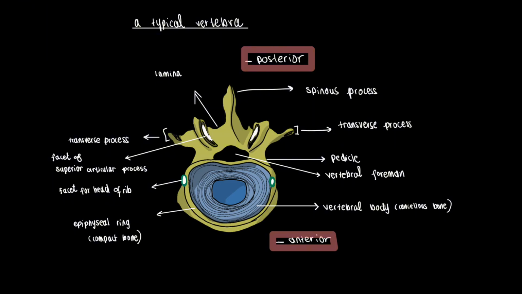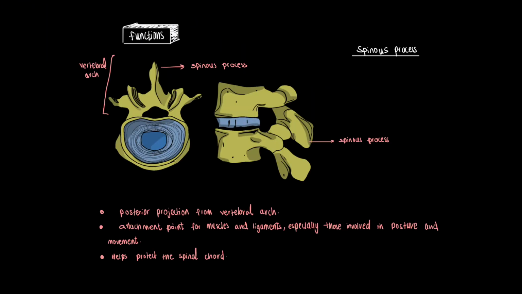Let's break these parts down further. The spinous process is a posterior projection from the vertebral arch. It's the part of the spine you can feel along your back. It serves as an attachment point for muscles and ligaments, particularly those involved in posture and movement. Additionally, it plays a protective role by shielding the spinal cord from external trauma.